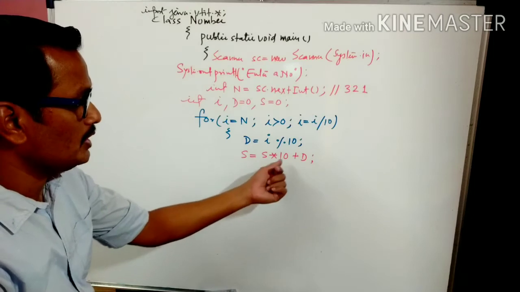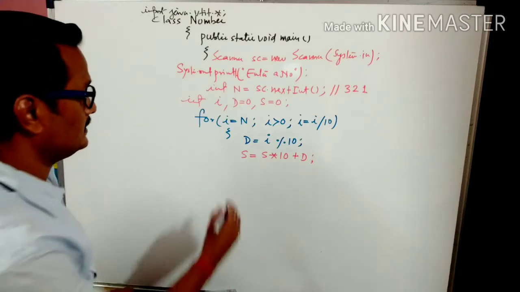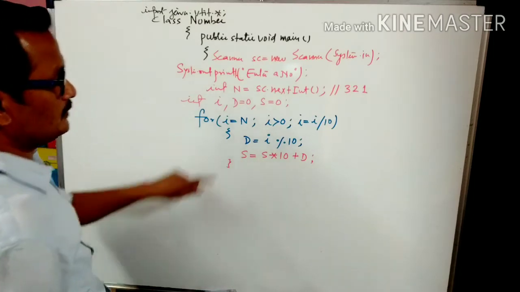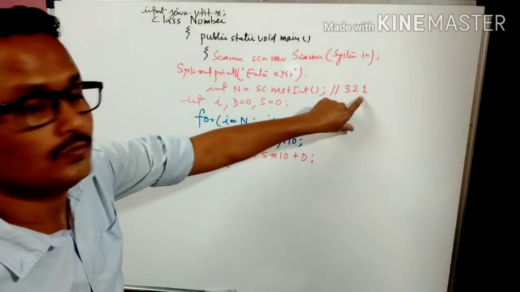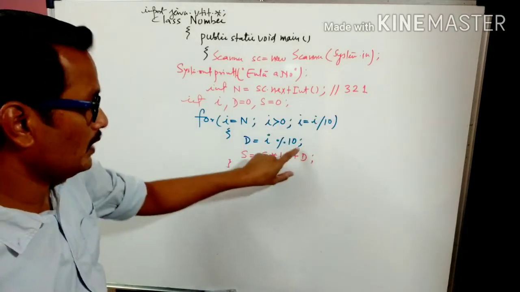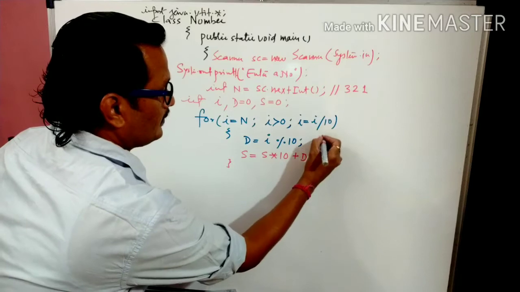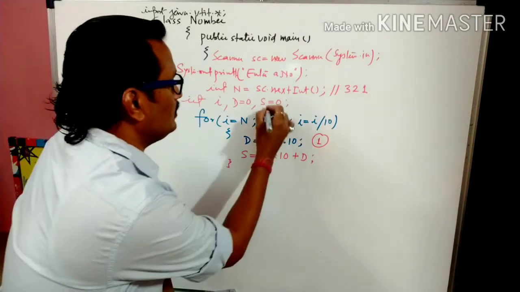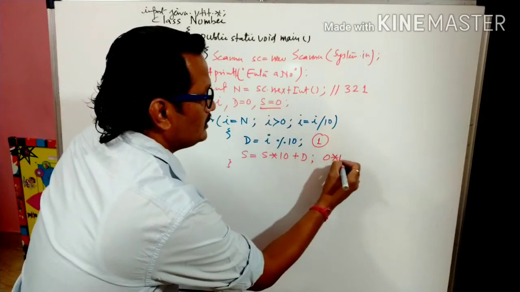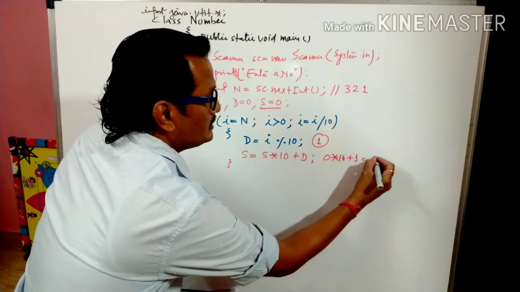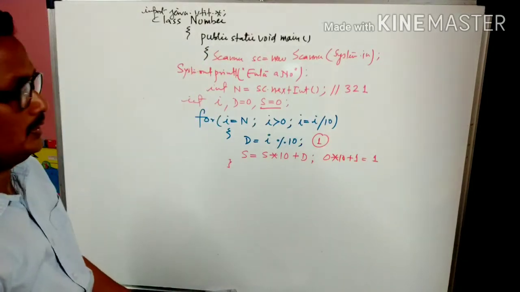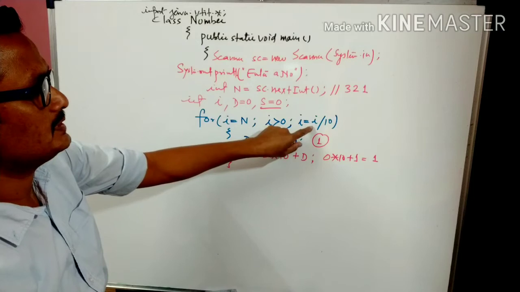This is the formula to reverse a number, and it will store in s. I will show you how. The first time, the value of d will be 1. What is the value of s? 0. 0 into 10 plus 1. Calculate: the value of s will be 1. Now i divided by 10 means 32.